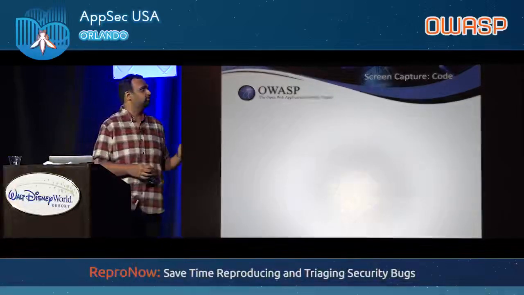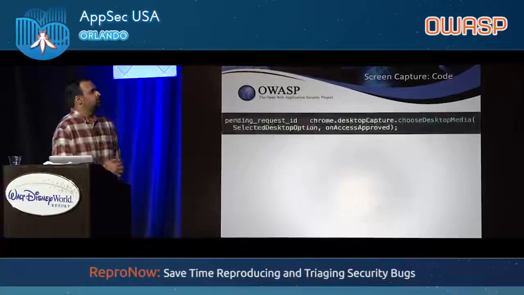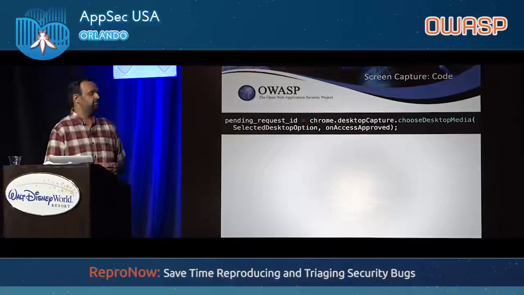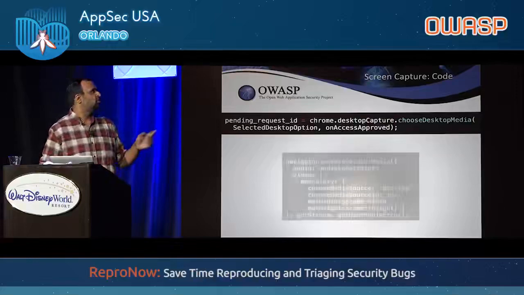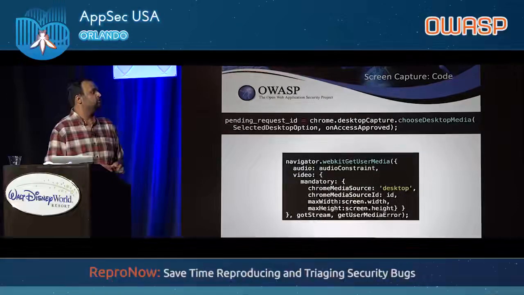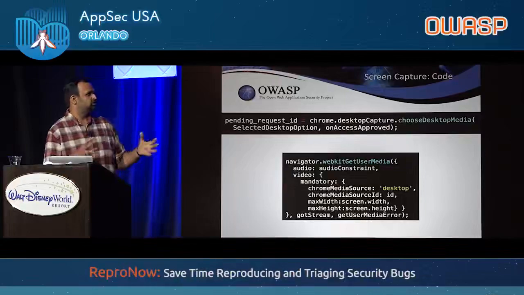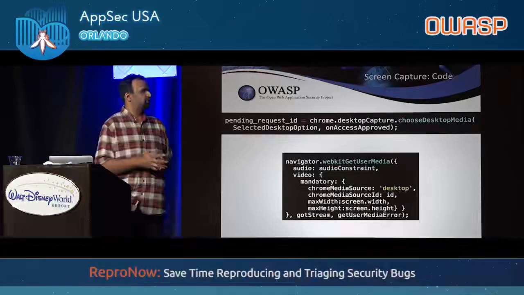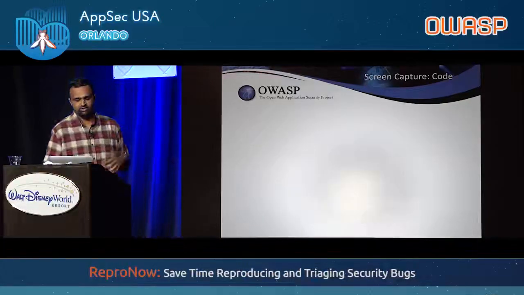So let's look at the code for the screen capture part of it. As I told, we use the desktop capture API. We pass in some parameters, and we have a callback function on access approved. When the user approves the access, the callback function gets called, which in turn calls this webkit get user media API, which is the same as get user media API. We pass in some parameters telling we want the desktop, this is the size, this is the width, this is the height, and it has a callback function for got stream. So when the stream is being fetched, that function will be called.